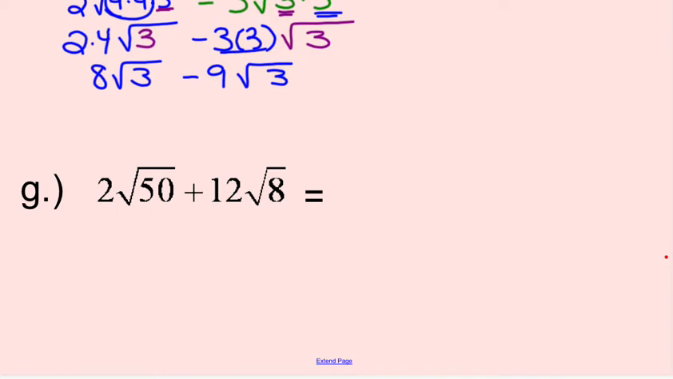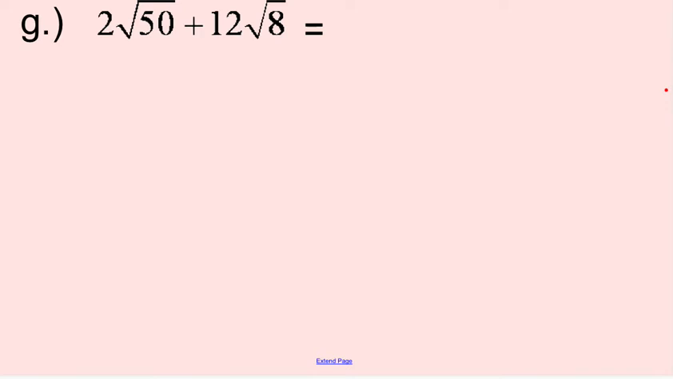Now let's see if they are alike terms. They're considered like radicals because they have the same index, or both square roots, and the same radicand of 3. So now you take 8 minus 9 is negative 1, and then the square root of 3 comes along for the ride.